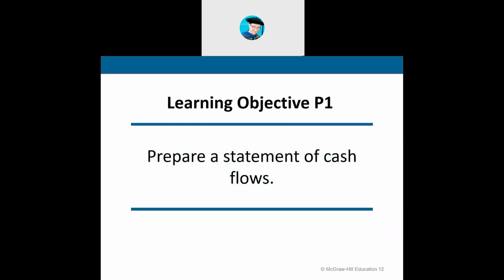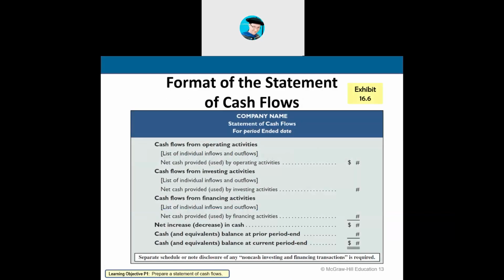So to prepare a statement of cash flows, we look at the cash coming into and out of the business for each category: operating activities, investing activities, and financing activities. Cash coming in minus cash going out equals net cash flow. So cash coming into the business from the sale of goods and services to our customers minus the cash going out of the business for our day-to-day expenses equals our net cash flow for operating activities.